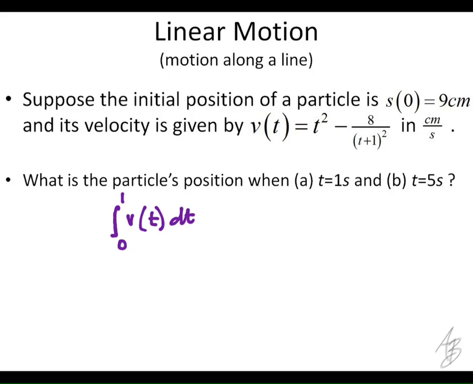Now this integral is going to tell me how much its position changes, but it doesn't tell me where it actually is. What do I need to include in this to figure out where it actually is? Cole? What constant? Yeah, we need to include where it started. So we're going to start at 9, and then we're going to move by some amount here. So our position, and I'll call this S of 1, is going to be where we started plus the change from where we started over that time interval from 0 to 1.